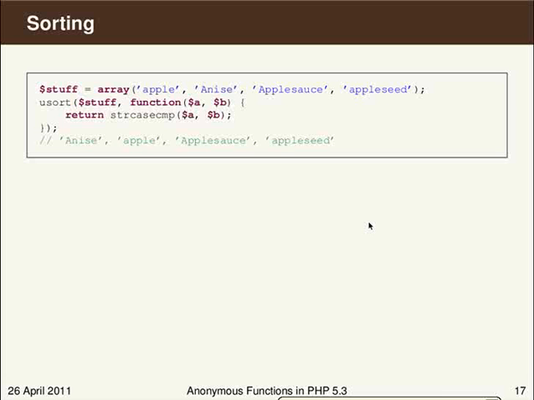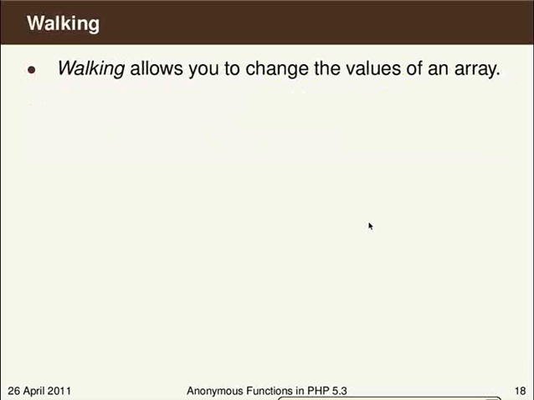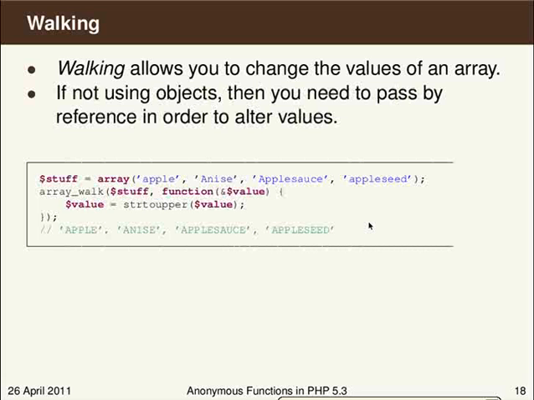And you'll notice that it's a mixture of uppercase and lowercase in terms of where they sort out. So that's fairly straightforward. Another case is walking. Now, walking is an operation which allows you to actually change the values in an array. So it doesn't return a new array, it actually operates on the values in the array.